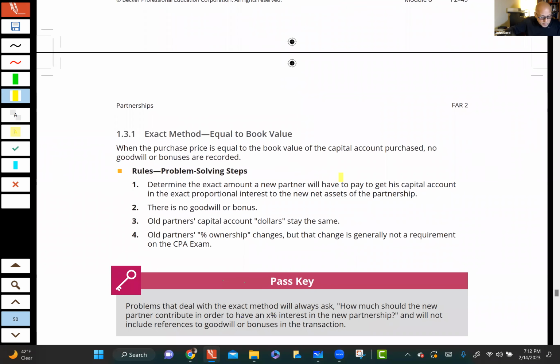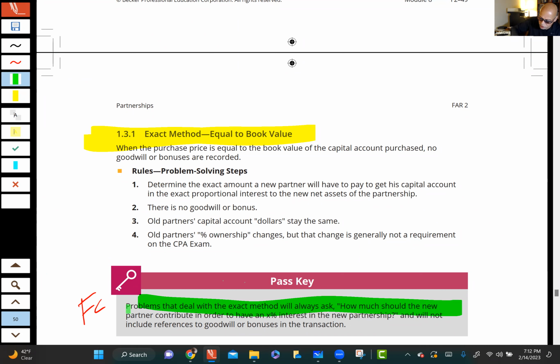Okay, now the beneficial passkey that we're going to flashcard. You'll know that you're supposed to use the exact method if the question, and it will always ask, how much should the new partner contribute in order to have an X% interest.